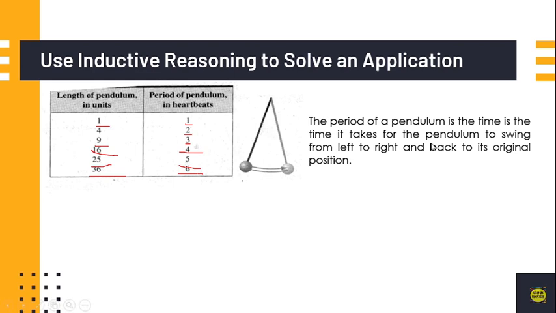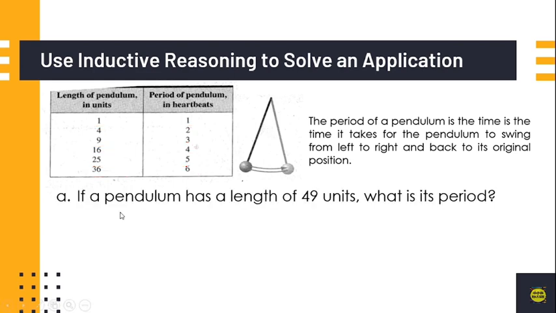Isn't there a pattern? It's just the square of the number, or the square root of the length, to get its period. So now, if we have a pendulum with a length of 49, what is its period? The square root of 49 is 7.